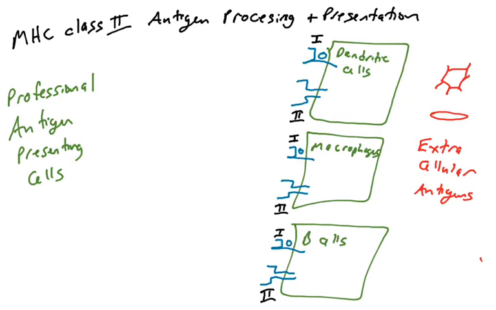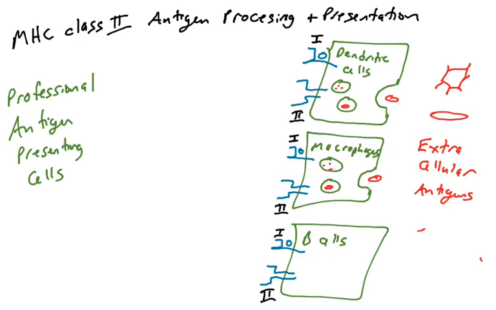So we know dendritic cells and macrophages are both phagocytes. So they can both phagocytose pathogens that are present in the extracellular space, process those antigens, we'll see in the next video, and present those antigens on their MHC class 2 molecules.